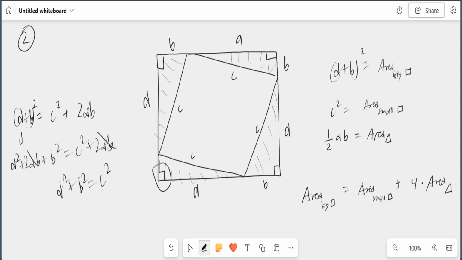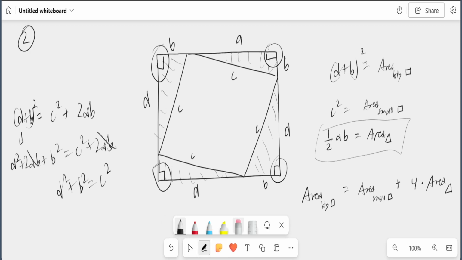And this only applies to right triangles because we depended on those for this, right? Because if these weren't right triangles, this would not be the area of the triangle, right? Because your height would be a different thing other than the side length. Okay. So that's number 2. Are there any questions so far?